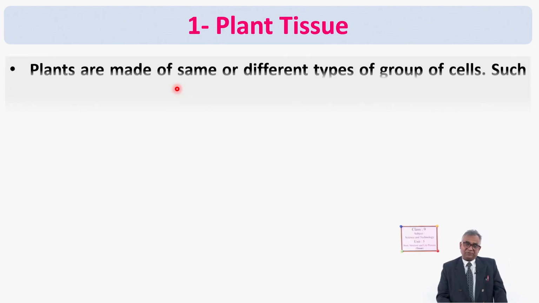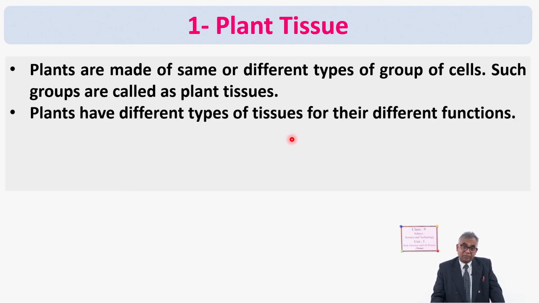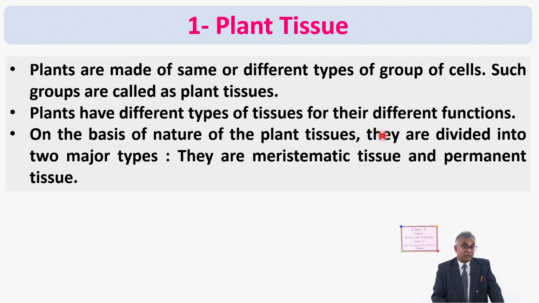Okay. Now, what is plant tissue? Plants are made of same or different types of group of cells. Such groups are called plant tissues. So the definition is very similar to the tissue definition, because it is also a type of tissue. Plants have different types of tissues for their different functions, as we know that tissues have their particular function. Now, on the basis of nature of the plant tissues, they are divided into two major types. They are meristematic and permanent tissue.